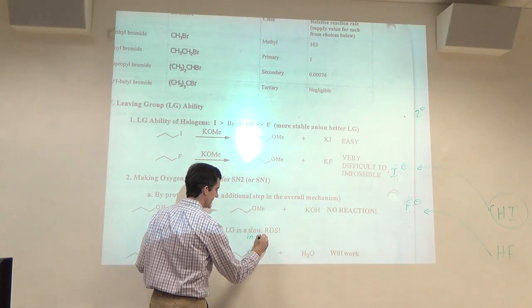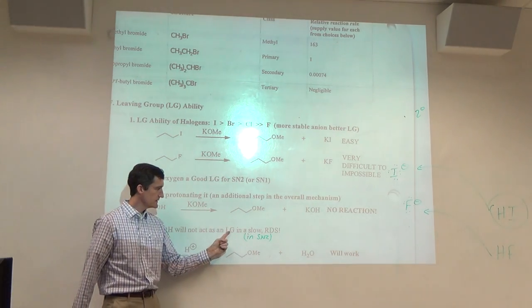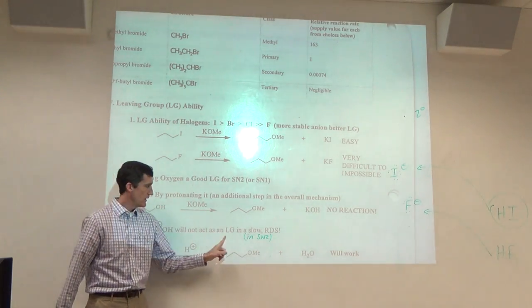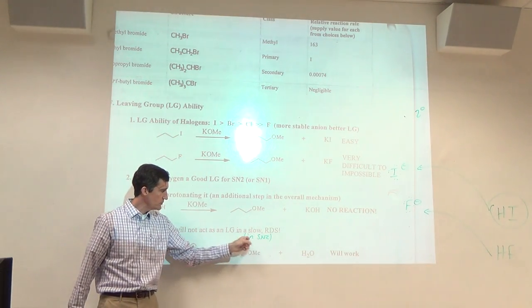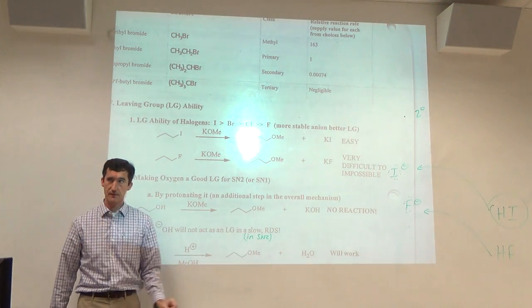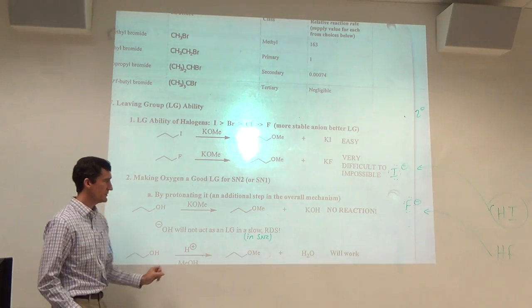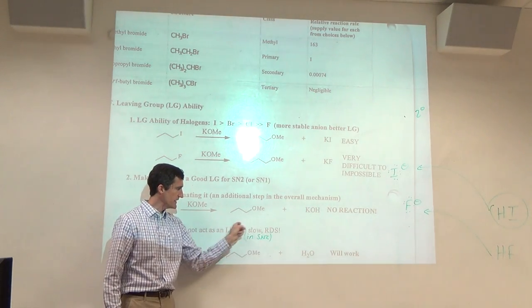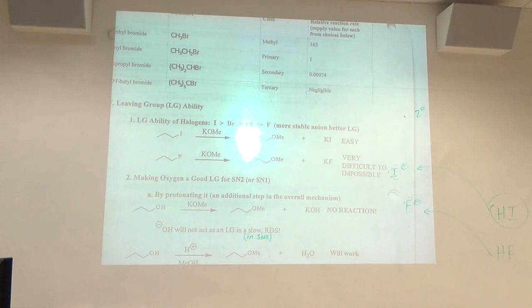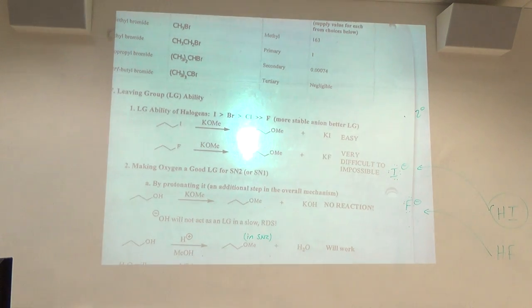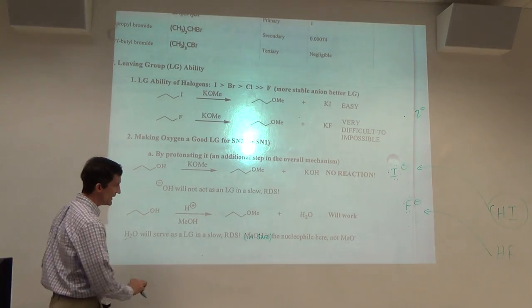Now I could say in SN2, hydroxide will not act as a leaving group in SN2. This is just a broader statement. We know in SN2 the leaving group leaves in the rate determining step. And there are other mechanisms, and this broader statement applies to other ones. So how can we get the OH to leave? Can we? We actually can.